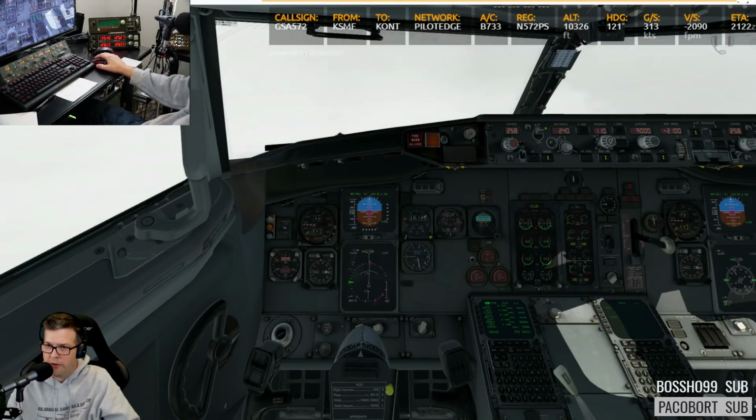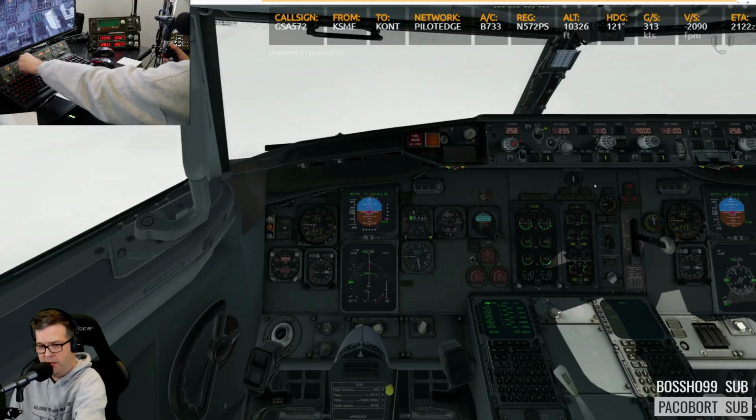Get our speed down from 240. Global 572, reduce speed to 210. 210, Global 572.